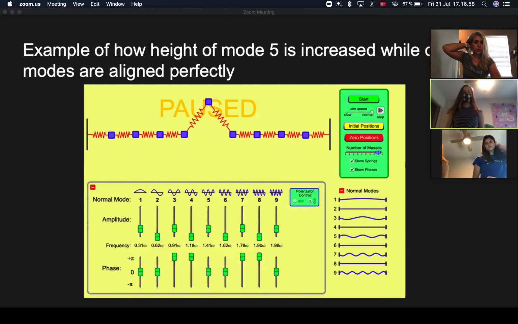And then the last thing we did was show an example of how it would look if we tried to increase the height of mode 5 in a system with more modes. So this system has 9 modes, and as you can see, all modes except mode 5 are aligned perfectly at equilibrium. What we needed to do here to get that to happen was change the phase of modes 3, 4, 7, and 8 to pi to counteract the decrease it has when you change the amplitude. And then we changed the amplitude of all the odd modes, which gives a system that looks like the picture below.